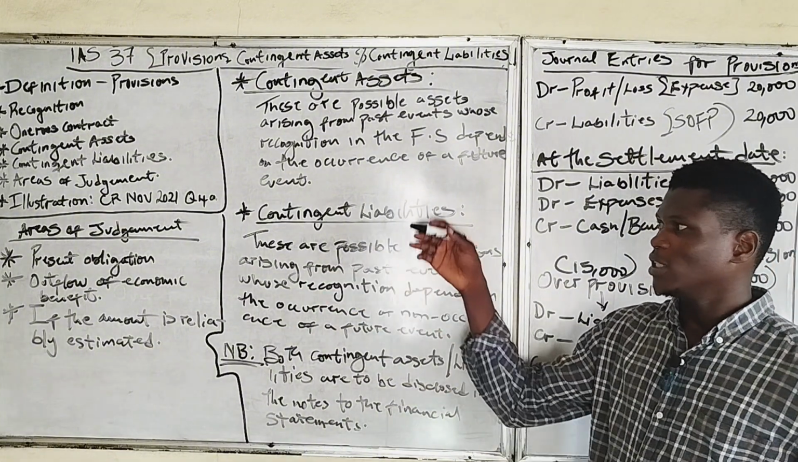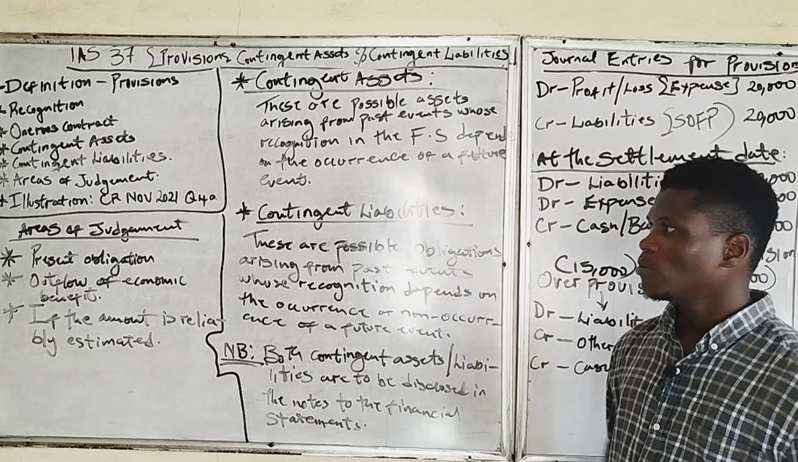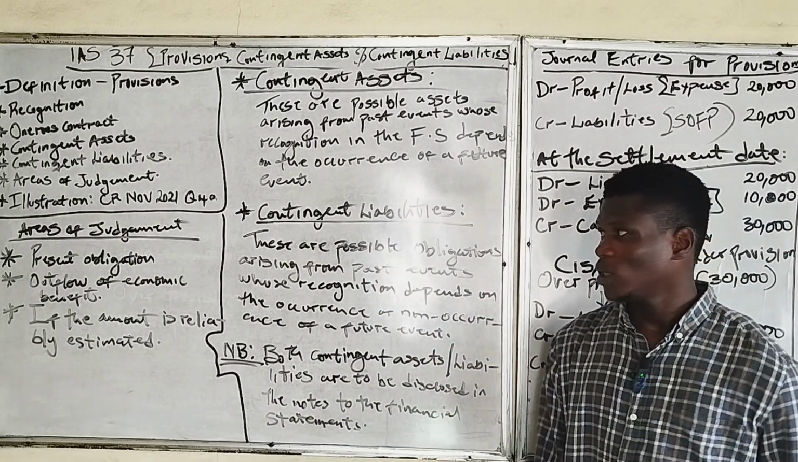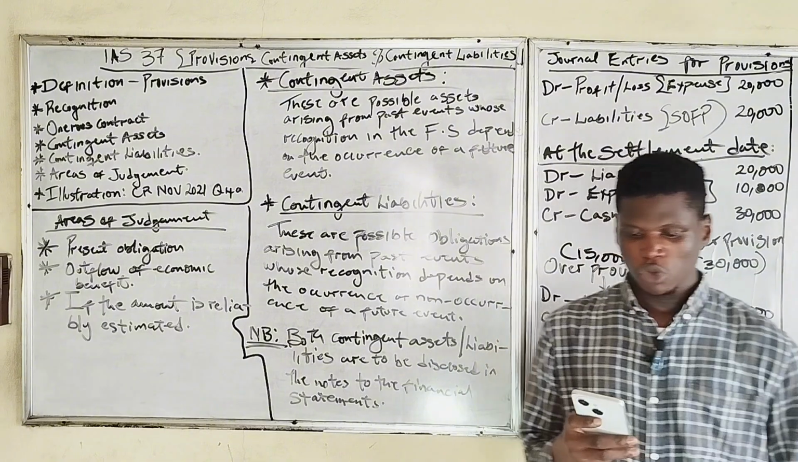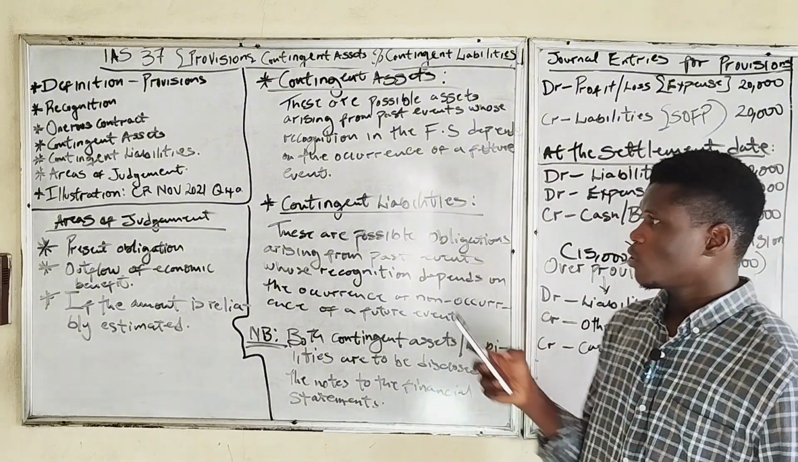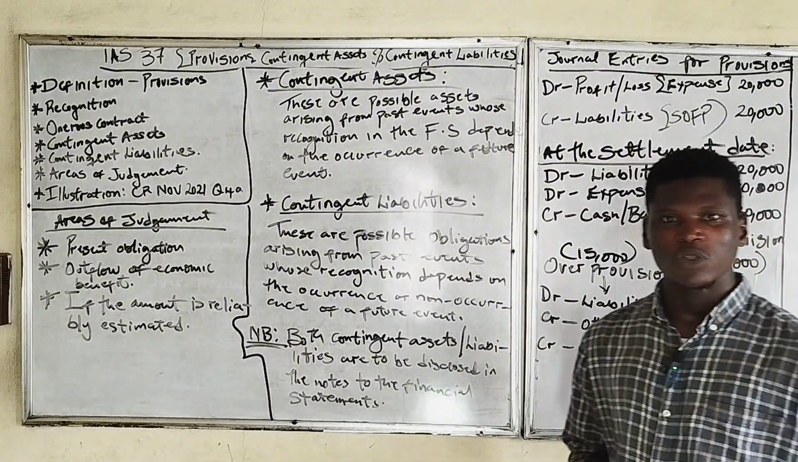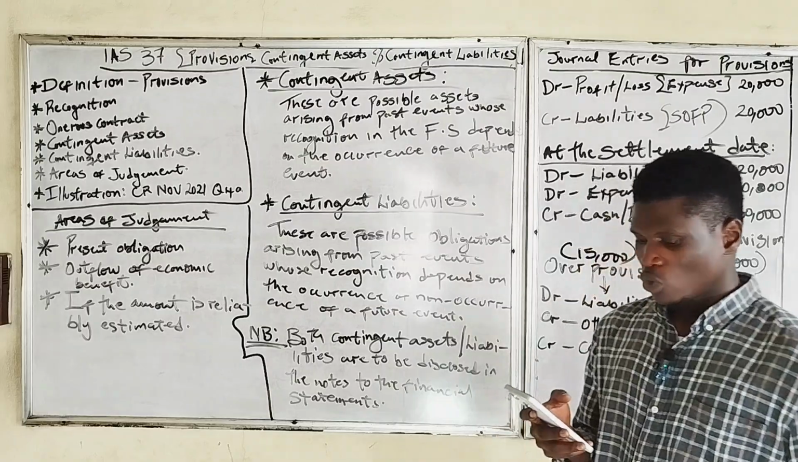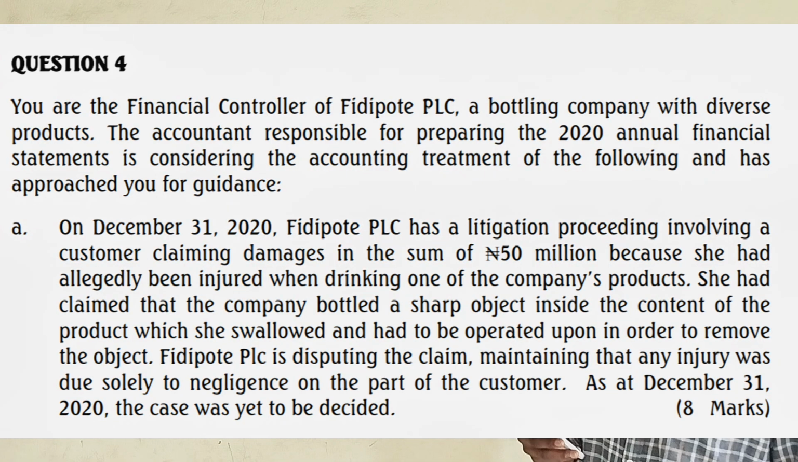Now we'll be looking at the illustration from corporate reporting November 2021, question 4A. So to the question now, corporate reporting November 2021, question 4A. So you are the financial controller of Feedpot PLC, a bottling company with diverse products. The accountant responsible for preparing the 2020 annual financial statement is considering the accounting treatment of the following and has approached you for guidance.